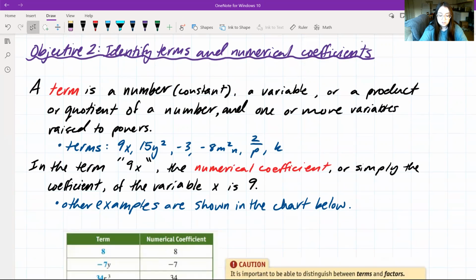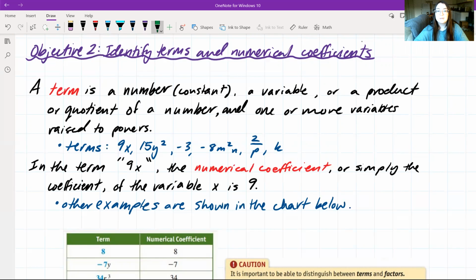So moving on to objective 2, we want to identify terms and numerical coefficients. So a term is a number or constant, a variable, or a product or quotient of a number and one or more variables raised to a power. So basically, when we identify terms, this is going to be any kind of chunk or unit of numbers. So some common terms that you may see are something like 9x, 15y squared, -3, -8m squared times n, 2 divided by p, or k.